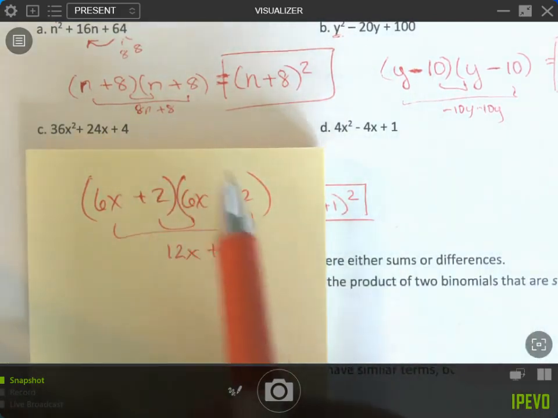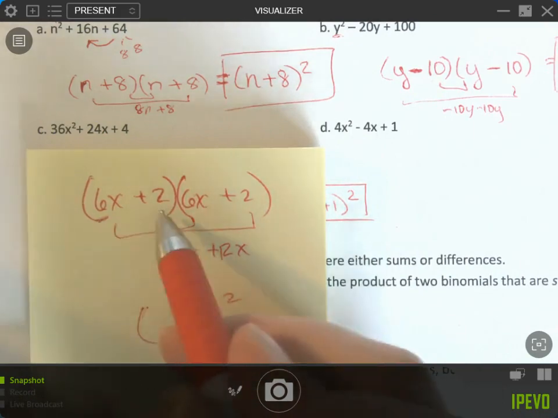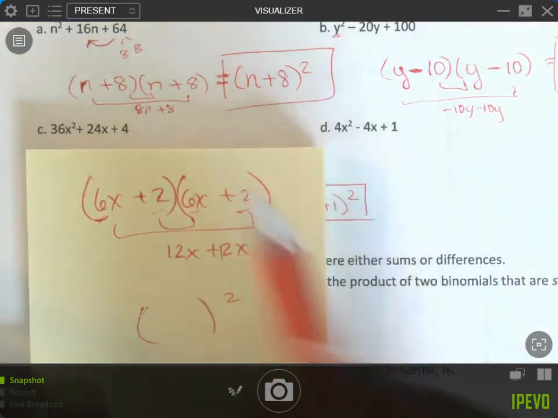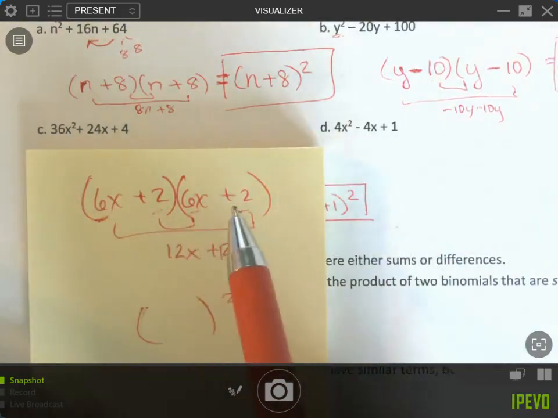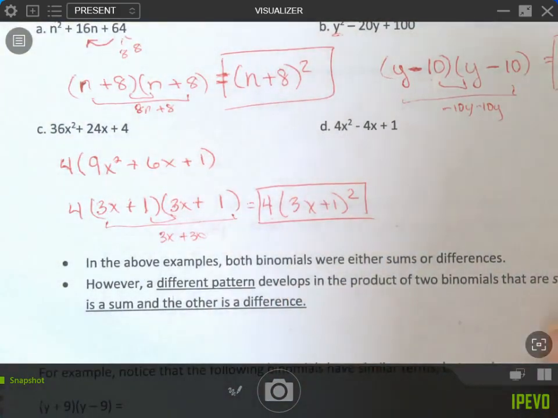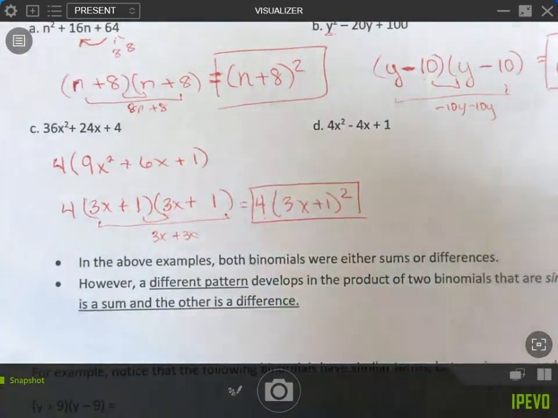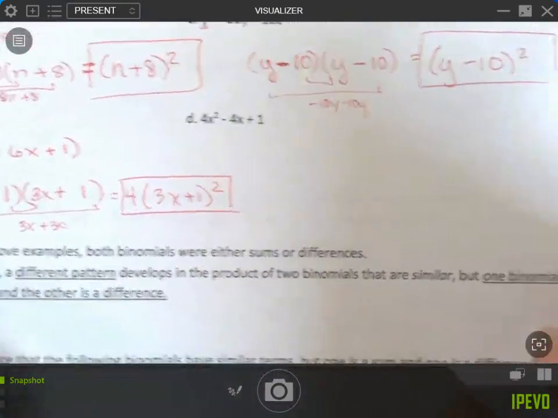What's wrong with leaving this answer? 2 things. 1, you'd have to write as a quantity squared, but do you see you didn't factor it completely? You need to factor 2 out of here and a 2 out of here, and guess what you'd have out front? A 4. So it is important to do your GCF first because most people forget it later. All right, I'll give you a second. You try D.